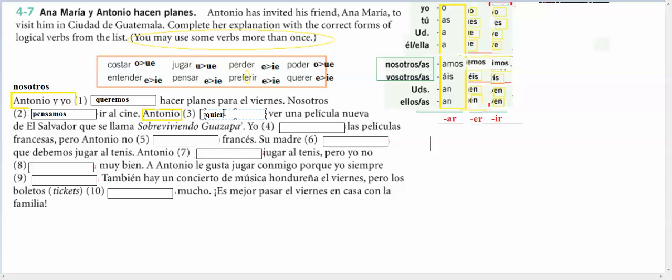Okay. And then for he, this is an ER verb. I go over to my ER endings right here. I go up to él, I would add an E. Antonio quiere ver una película nueva del Salvador que se llama Sobreviviendo Guasapá.